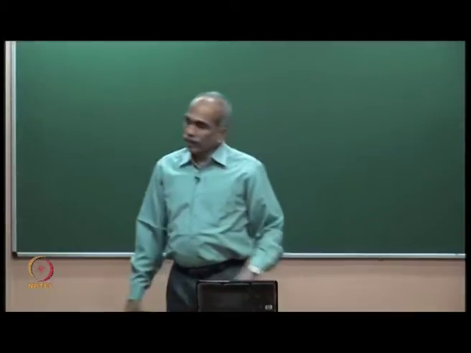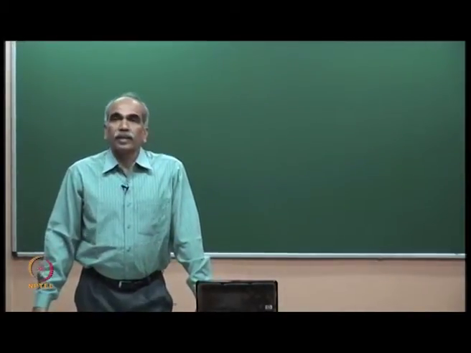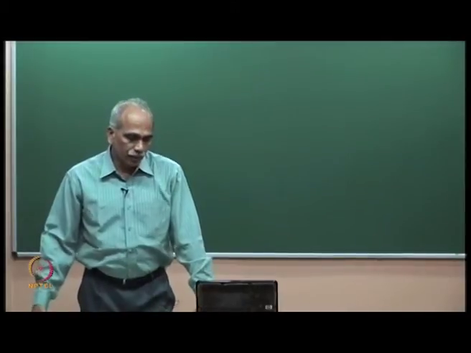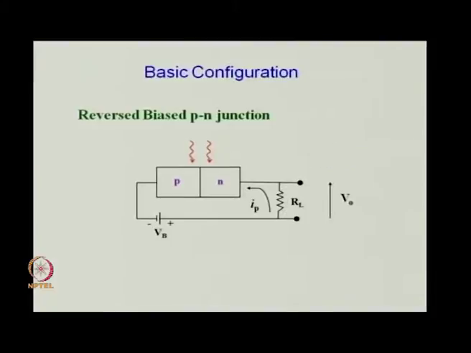Okay, today we will discuss semiconductor photodiodes, and in particular we will discuss PIN diodes. So, for semiconductor photodiodes, the basic configuration is a reverse biased PN junction. We will see why it is reverse biased. It is a reverse biased PN junction.